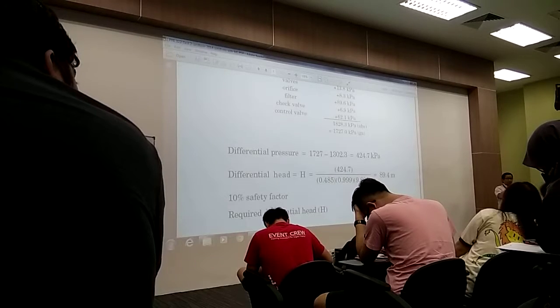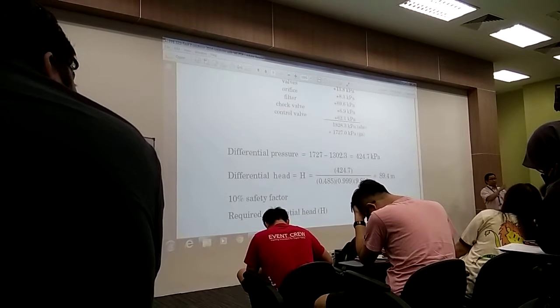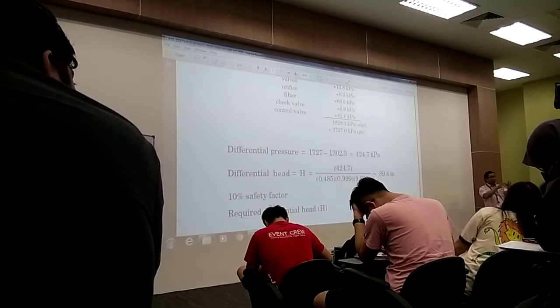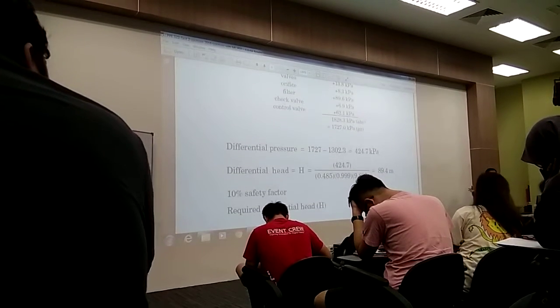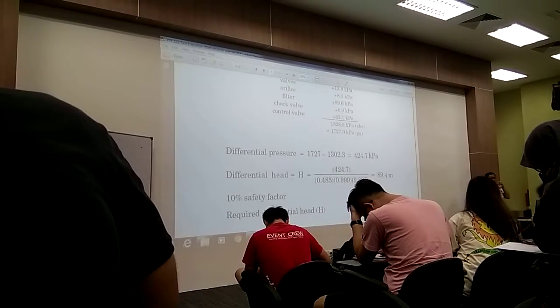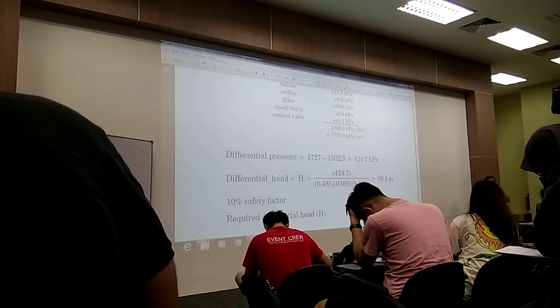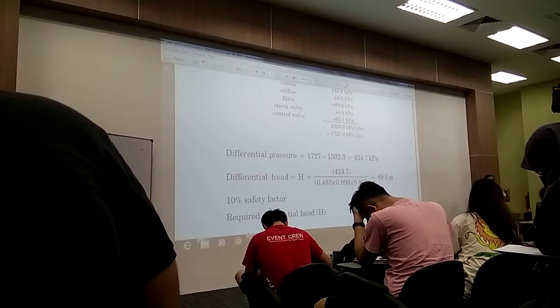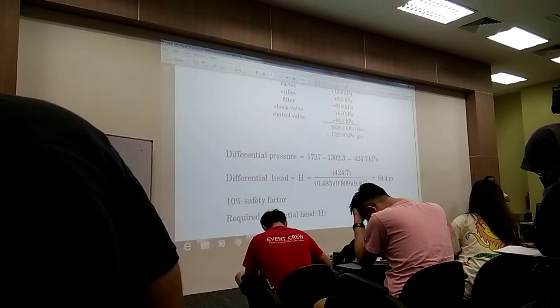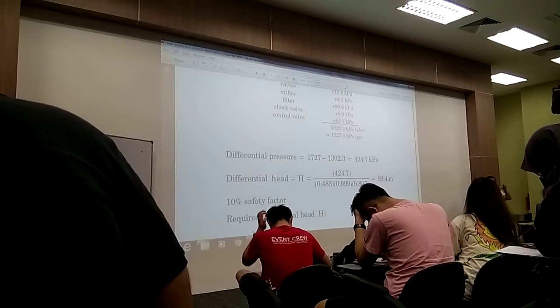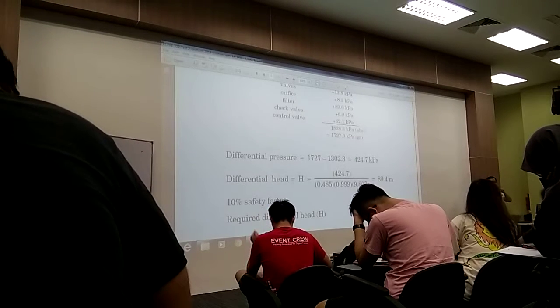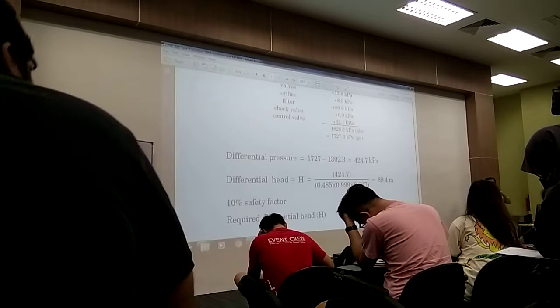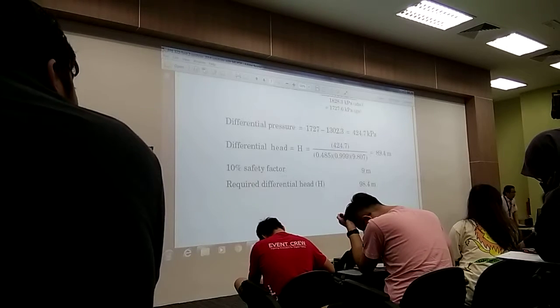Remember that one. When you want to change the pressure drop or whatever pressure, anything pressure, into head, you need to divide it with the density and also the gravity. For example, pressure drop due to friction. You want to change it into head. You need to take the pressure drop due to friction and then divide it with the density and also the gravity. Remember that one.